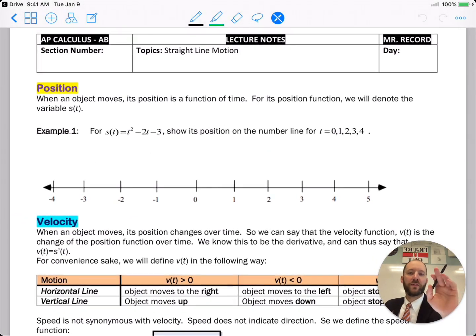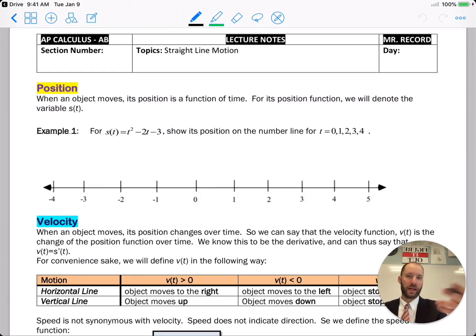So more often than not, position will be denoted by s of t. So for example, s of t is t squared minus 2t minus 3. Shows position on the number line for those values, and then you can make some inferences into what the particle is doing, where it's going. You can analyze its motion.